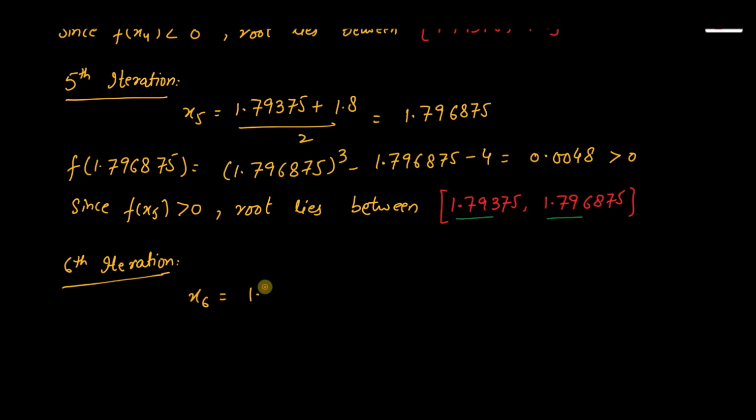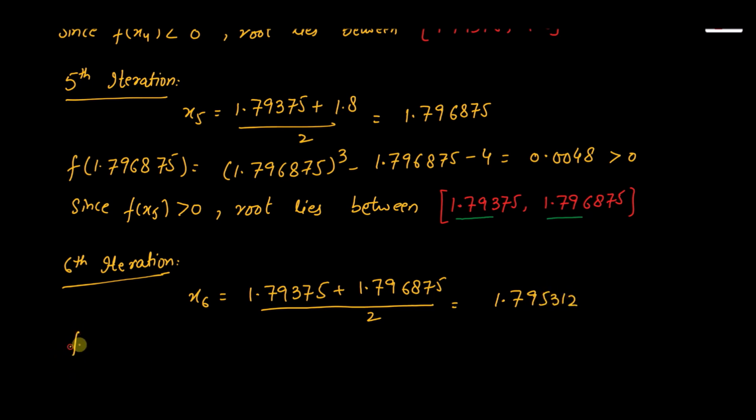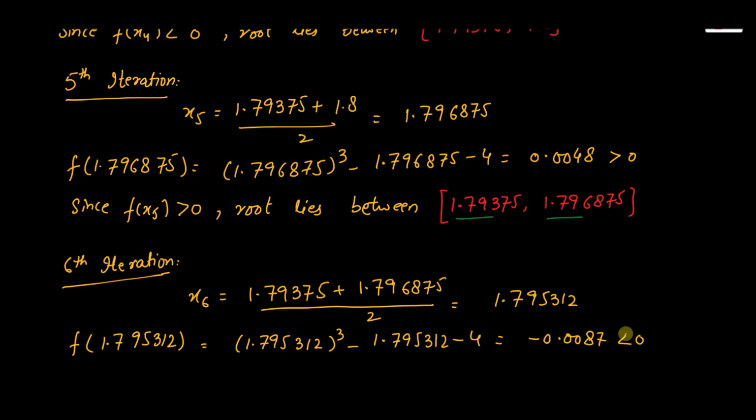So x6 is equal to (1.79375 plus 1.796875) divided by 2. When we simplify it, we will get 1.795312. So we need to substitute in the function: 1.795312 cubed minus 1.795312 minus 4. So we will get negative of 0.0087, that is less than 0.